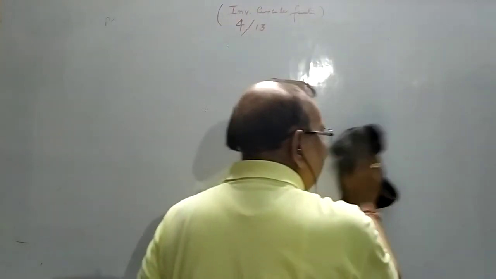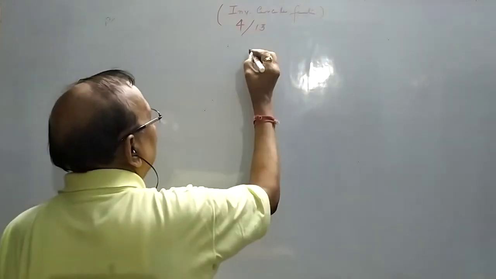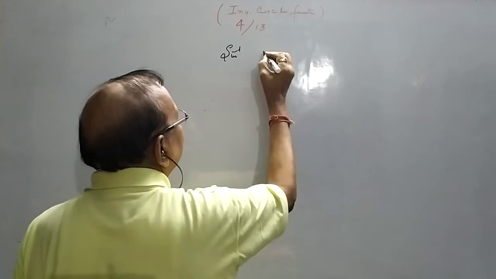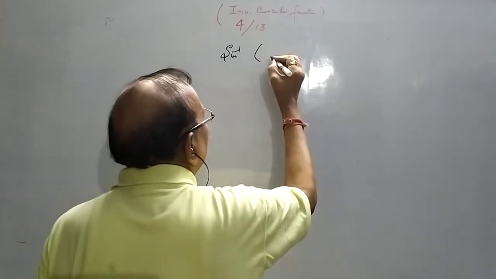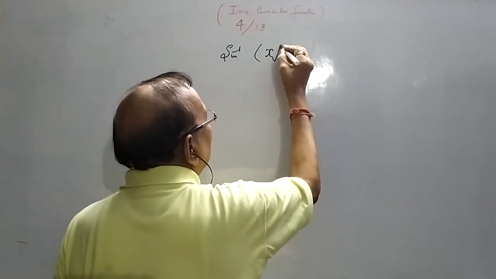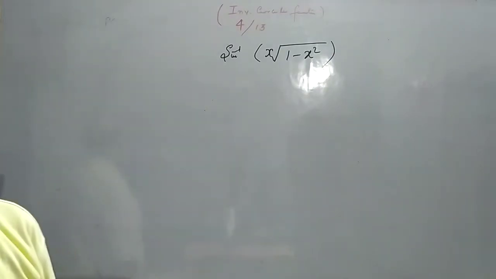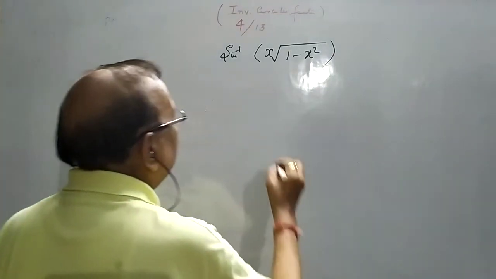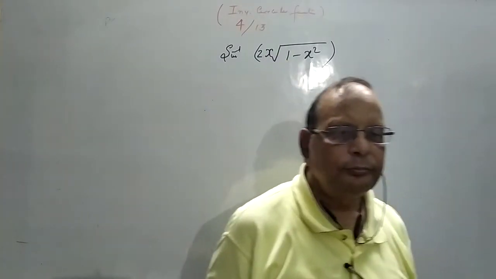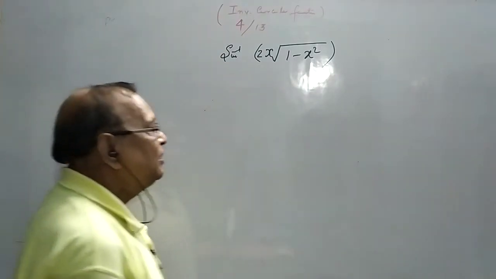Now, I am considering another example. Sine inverse of 2x under root 1 minus x square. Obviously, here the irrational form is under root 1 minus x square.